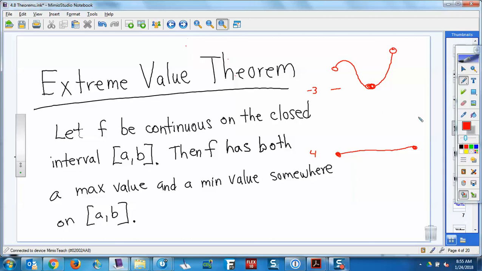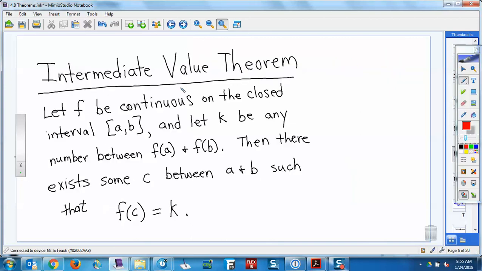You can't get there. Okay, so, but these don't violate the extreme value theorem, because the extreme value theorem doesn't promise that those will have maxes and mins. Only if it's a continuous function, no holes, no breaks, no gaps, only if it's a continuous function on a closed interval does it promise that there will be a max and a min value. Okay? All right.